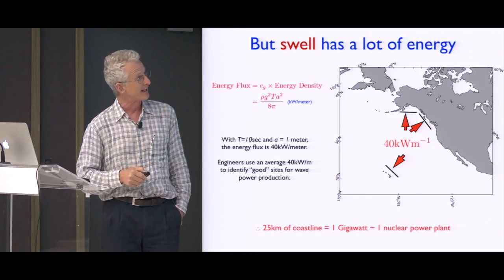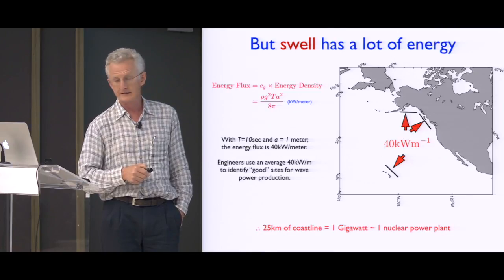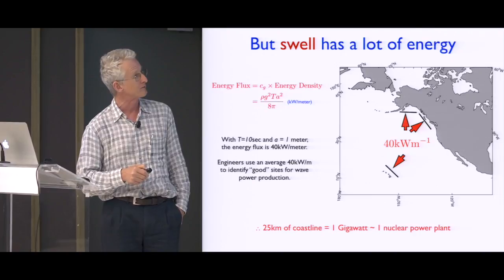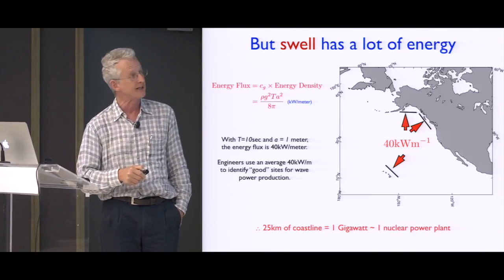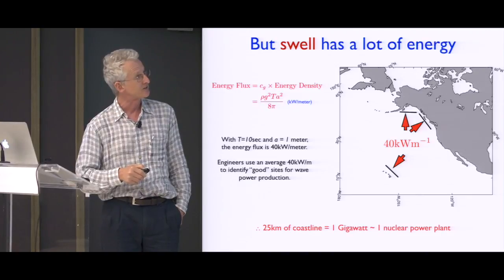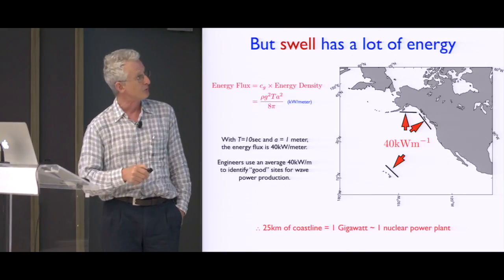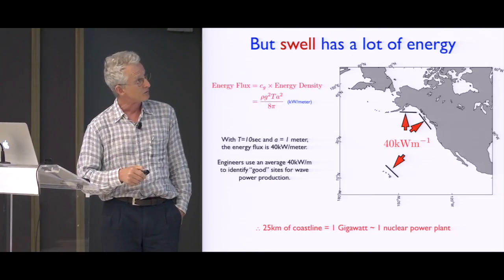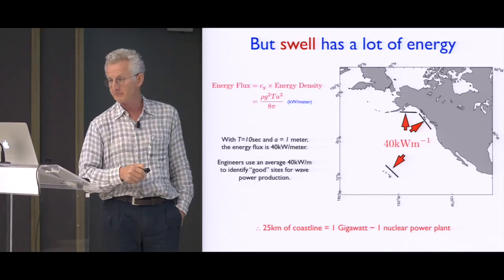And when you work all that out, it's equal to the density of water, the acceleration of gravity squared, because there's one factor of g in the group velocity and another factor of g hiding in the energy density. T is the period of the wave, A is the amplitude, divided by 8 pi. And if you do all this in MKS units, that will turn out to be kilowatts per meter, okay?